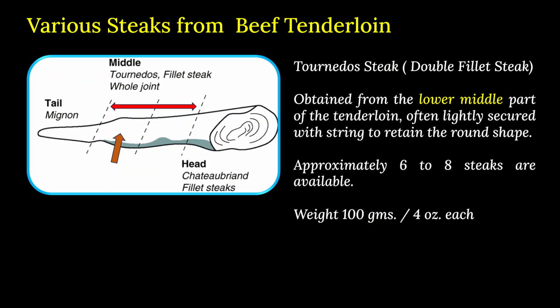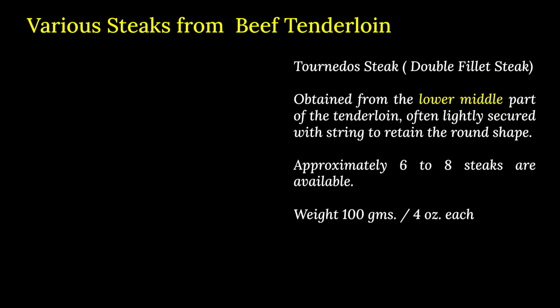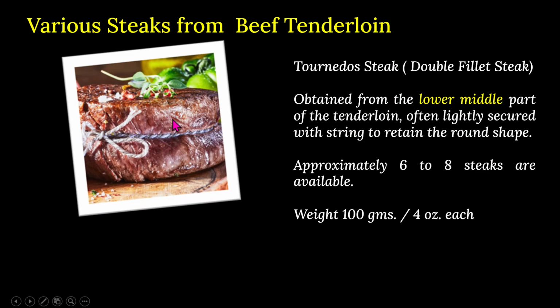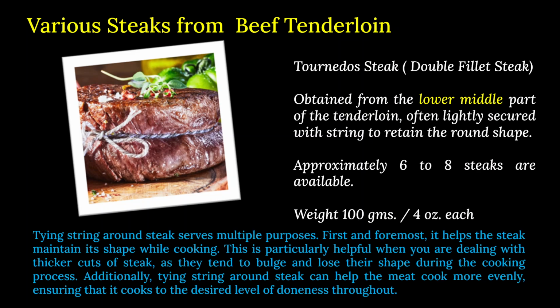So you can easily understand that the head part was the heaviest one, then the upper middle part was 100 to 150 grams each, and now it is only 100 grams each. It is mentioned that it is to be tied with a string. Let us see the image. You can see that the thick steak is tied with kitchen twine. It has to be kitchen twine so that it does not affect the quality of the meat. And then the question is why the string is to be used.